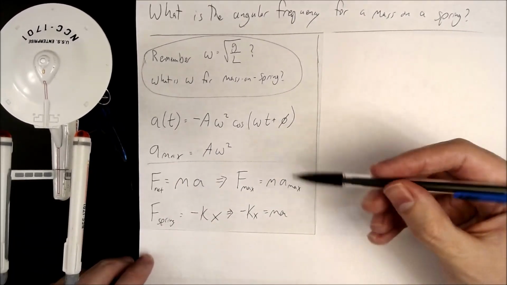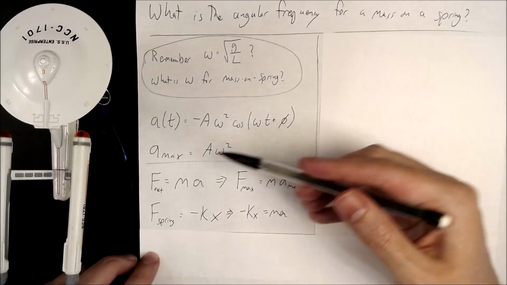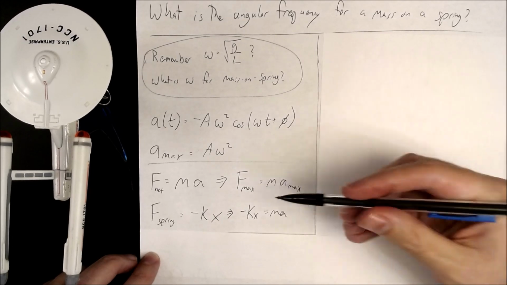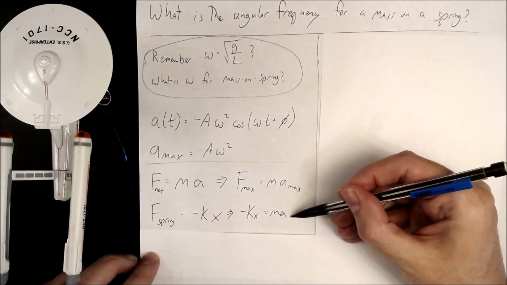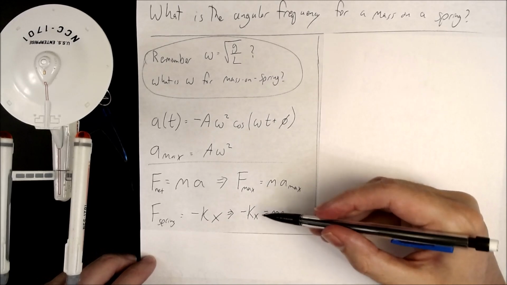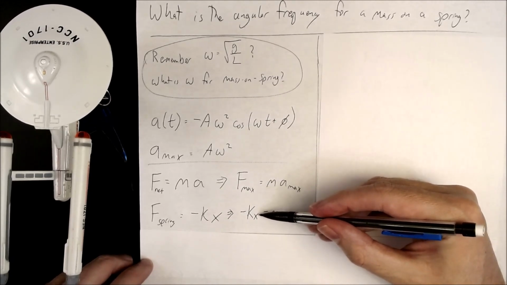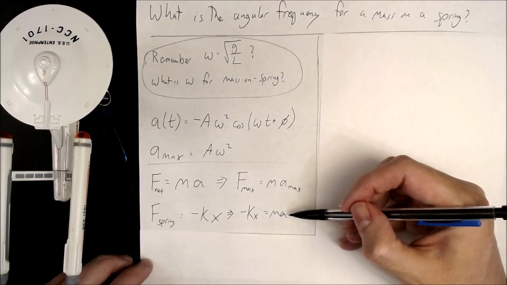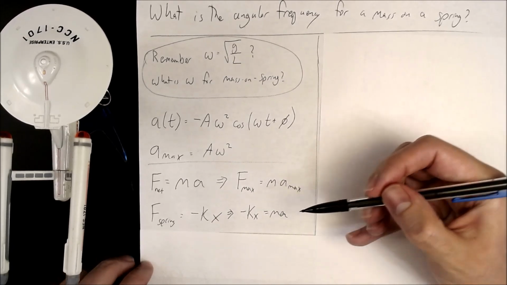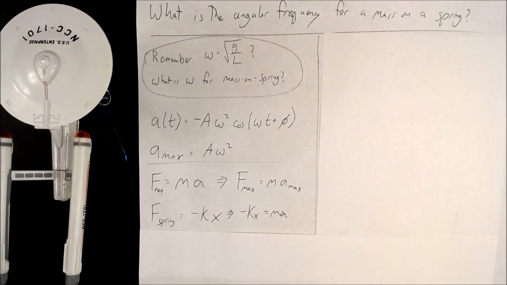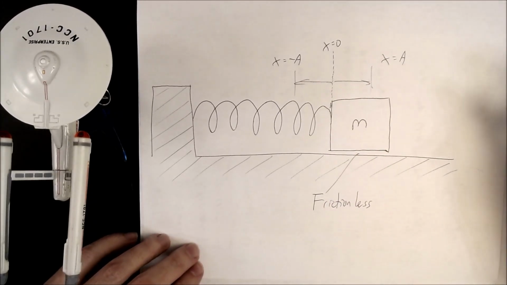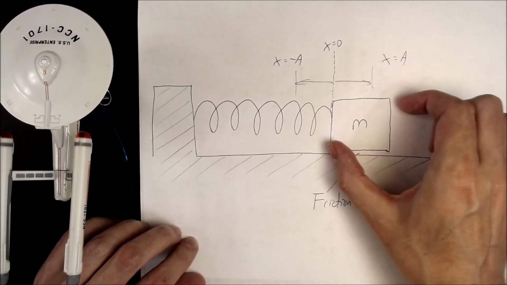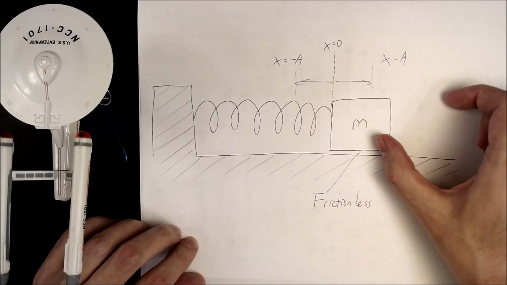All right, well, we've been talking about maximum accelerations and maximum forces. Is there anything we can do with that? Let's say that we want the acceleration to be a maximum. What is the position of the mass on the spring? What is x when acceleration is at its maximum? Think back to our diagram. Where will the mass be when the acceleration is at its maximum?